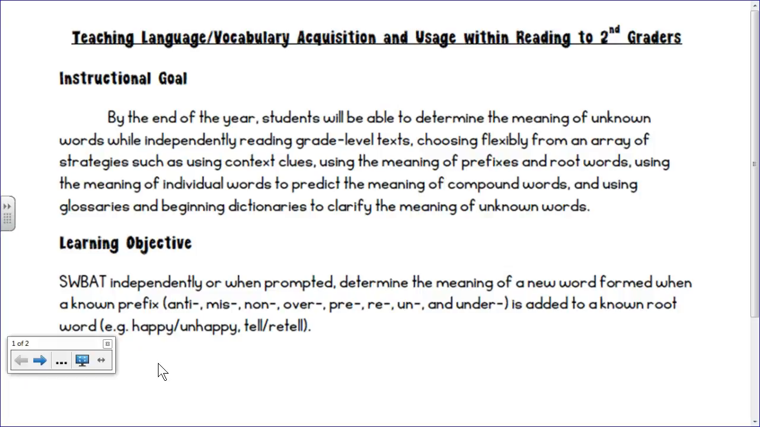So, like my explainer video said, I have one instructional goal and 5 instructional objectives. My instructional goal is that by the end of the year, students will be able to determine the meaning of unknown words while independently reading grade level text, choosing flexibly from an array of strategies such as using context clues, using the meaning of prefixes and root words, using the meaning of individual words to predict the meaning of compound words, and using glossaries and beginning dictionaries to clarify the meaning of unknown words.